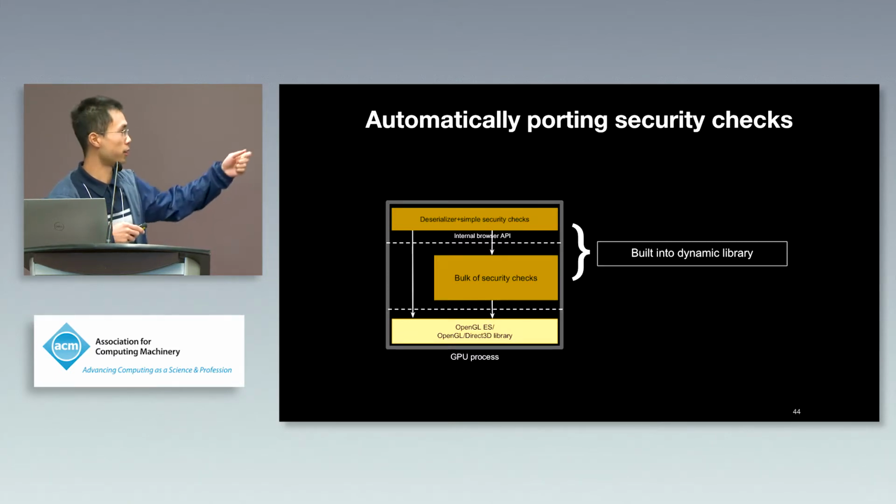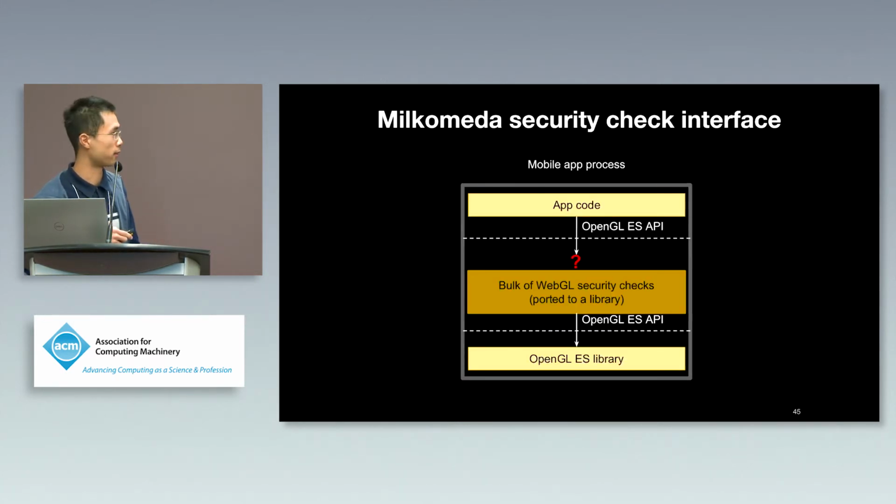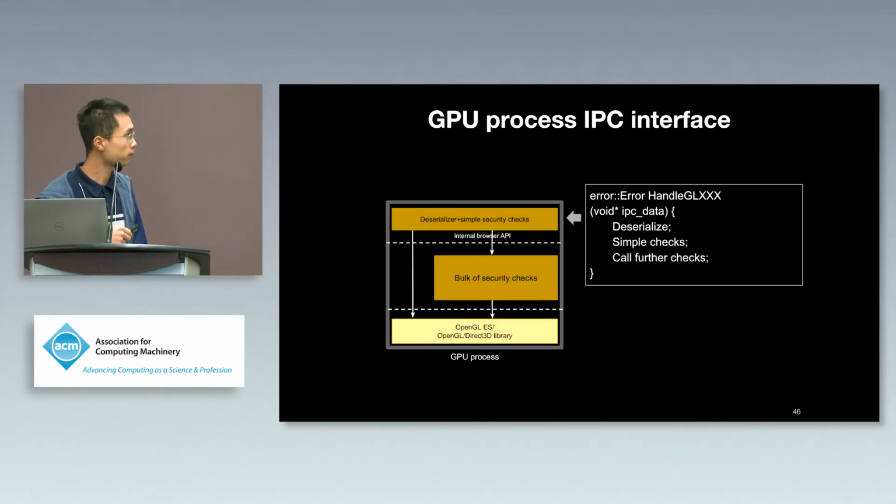We managed to build all these security checks into a library. That's easy. And then we can have this library linked to this process. But the problem we have now is how we can call these security checks from unmodified app code. We don't want to modify the application code. And this interface is not compliant with the GLES standard.